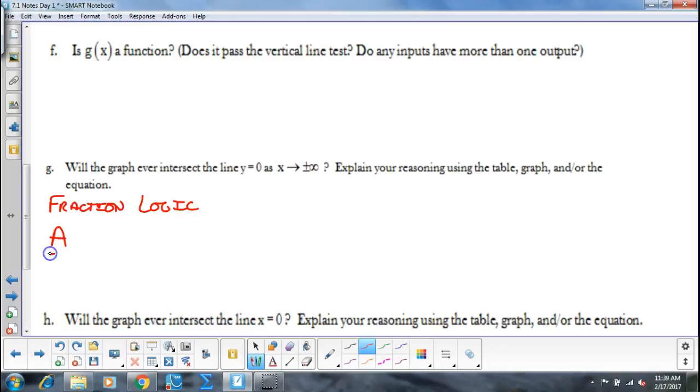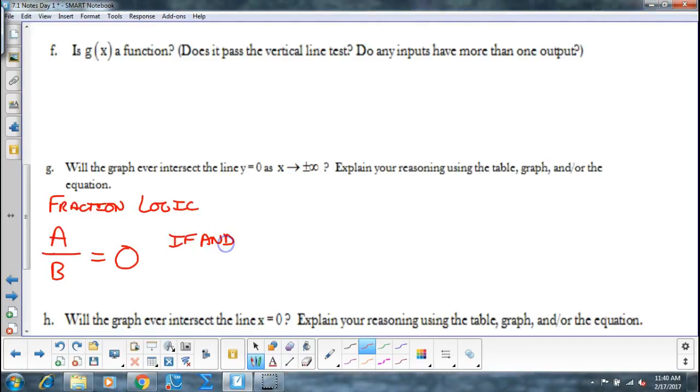If I've got a fraction, a over b, tell me the only case that makes that fraction equal to 0. A equals 0. Okay. What happens if b is equal to 0? Undefined. Okay. But if a is 0, that fraction is equal to 0.